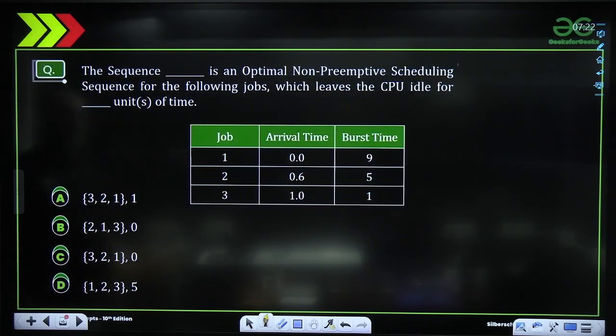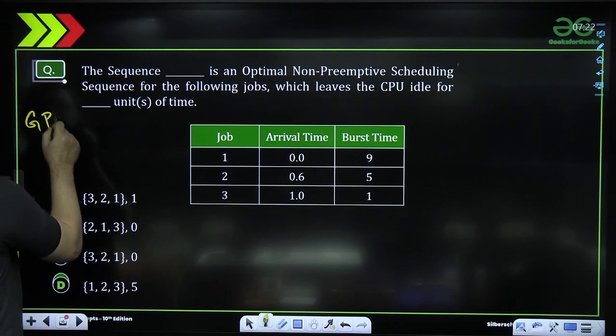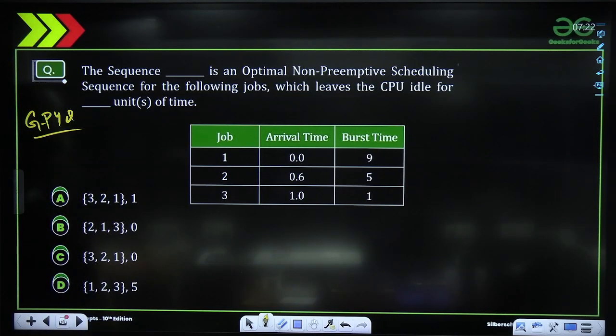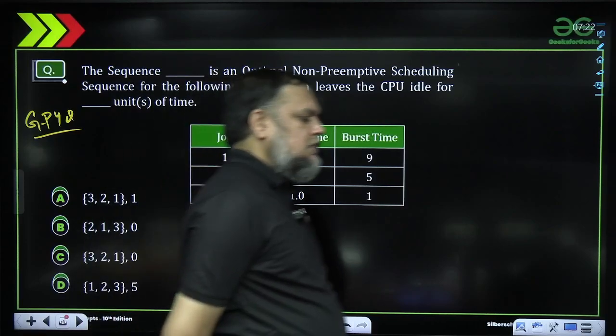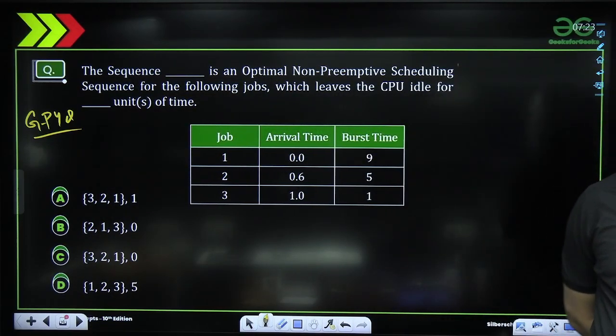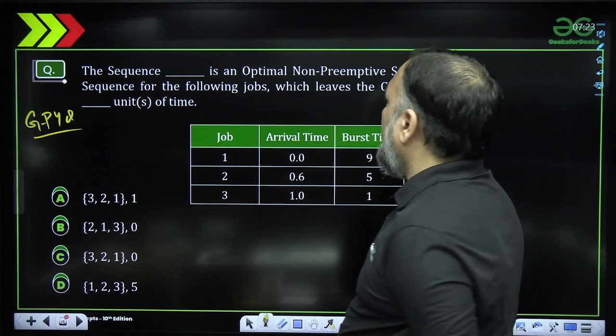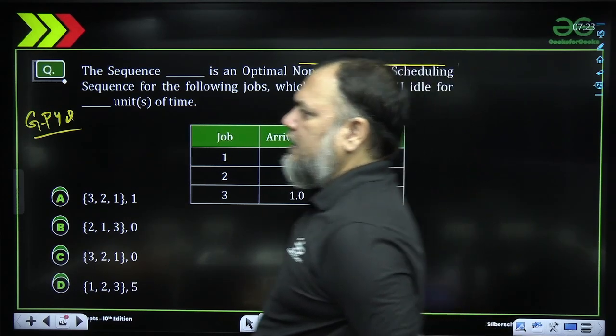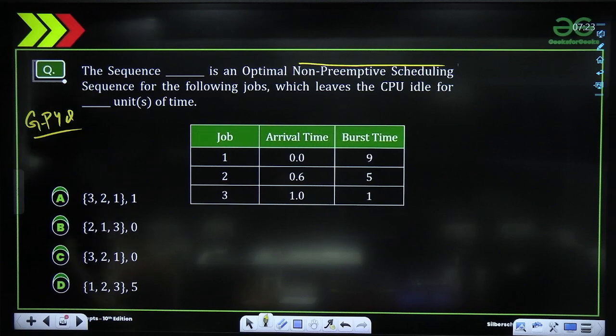So boys and girls, let's see another example. This is also a GATE PYQ, one of the old GATE PYQs. The question: which sequence, that is 3 2 1, 2 1 3, 3 2 1, 1 2 3 and so on, is an optimal non-preemptive scheduling sequence for the following jobs, which leaves the CPU idle for dash units of time. The point of observation is, in this question there is no mention of a particular scheduling technique. It is only said that you are going to use a non-preemptive approach of scheduling, like FCFS or shortest job first. They are non-preemptive. So how should we schedule so that we can get an optimal schedule?